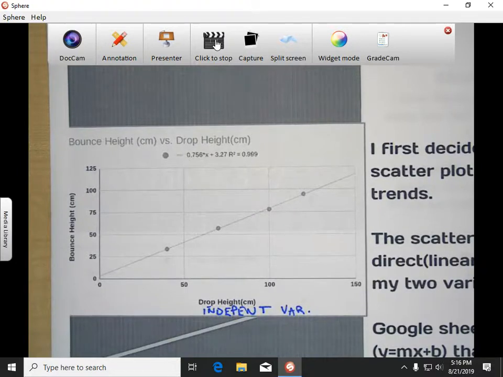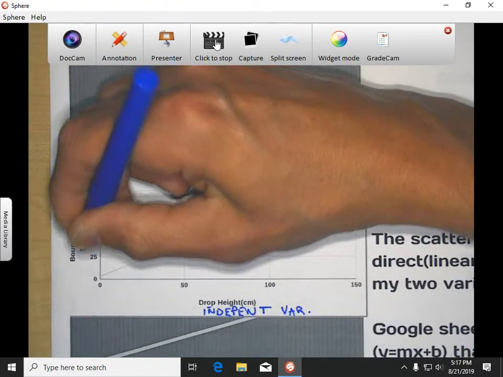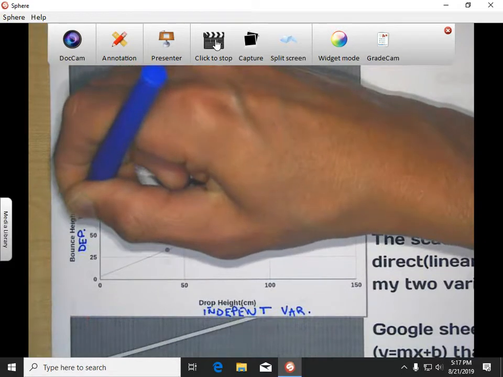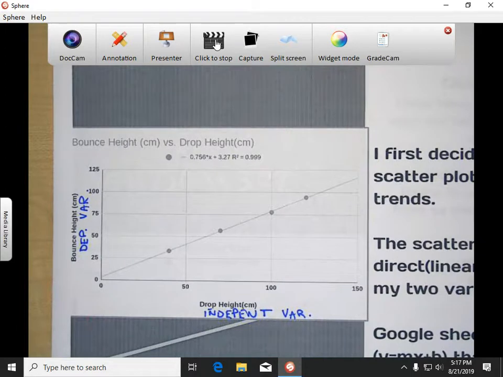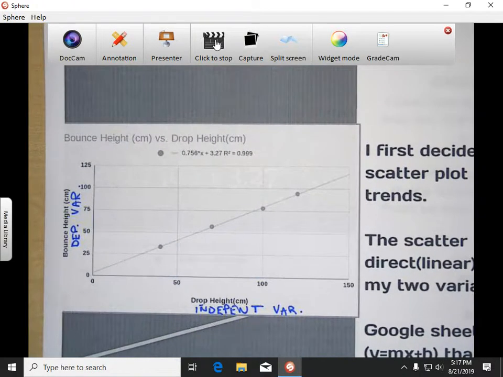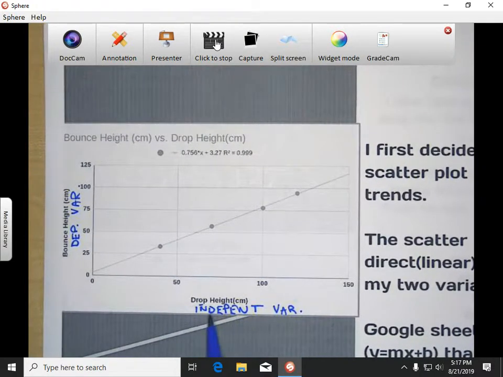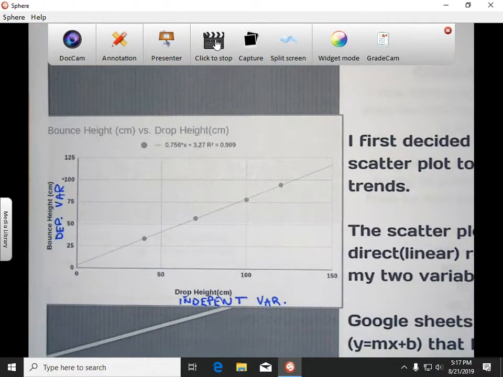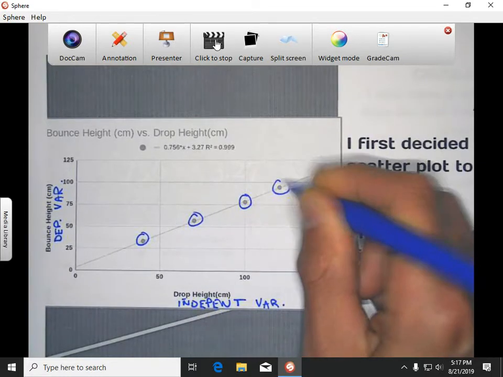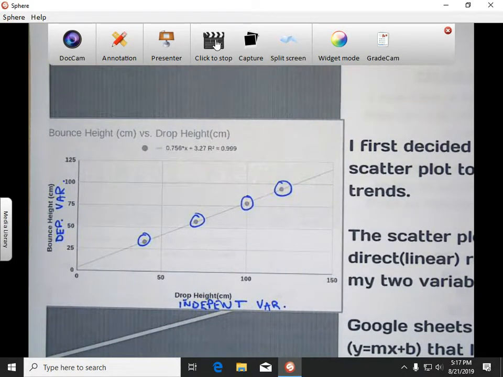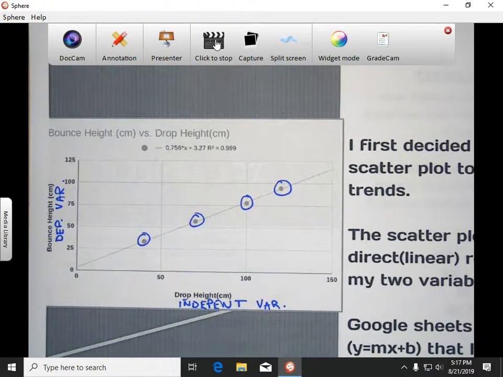On the other hand, the bounce height, that was my dependent variable. And we always put the dependent variable on the vertical axis. That's just a thing. It's a thing in science and engineering and economics. Usually the independent thing goes down here, the dependent thing goes on the side. When you look at the data, you can see the points. Here they are. They look like they're all kind of falling on a line, which they really seem to be doing.